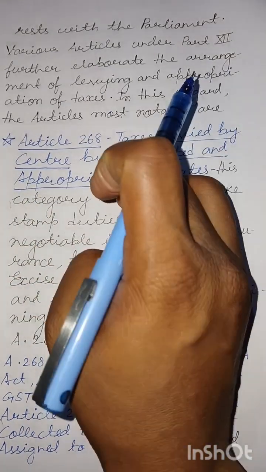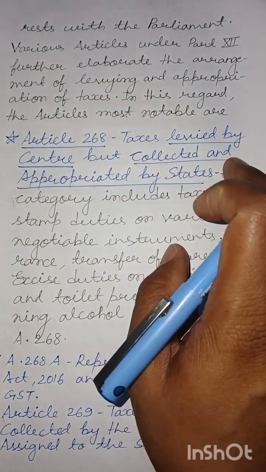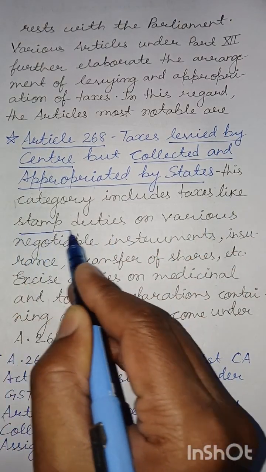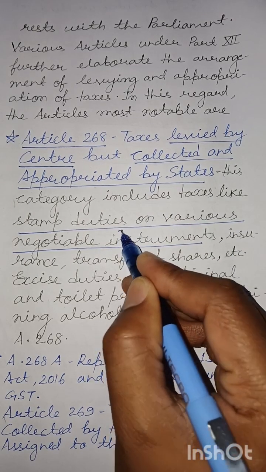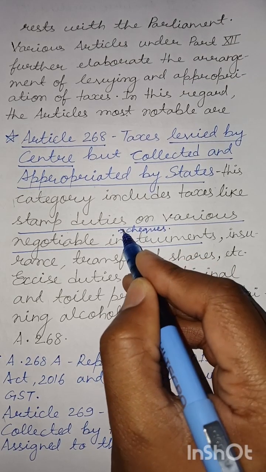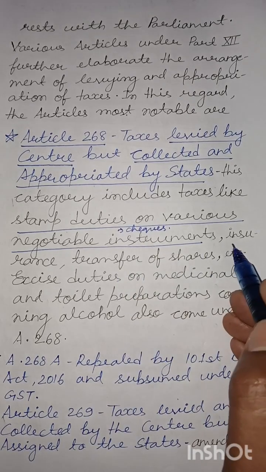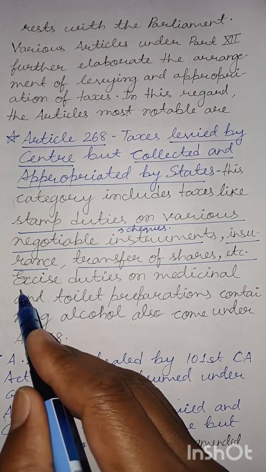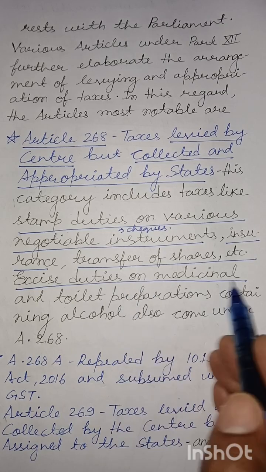So you can understand very well that these taxes are actually levied by parliamentary law, but the taxes are collected and appropriated by states. This category includes taxes like stamp duties on various negotiable instruments. Negotiable instruments include checks mostly. Almost everyone here would have seen checks once or more times in his or her life. Insurance, transfer of shares, etc. Excise duties, that is Article 268, also includes excise duties on medicinal and toilet preparations containing alcohol.